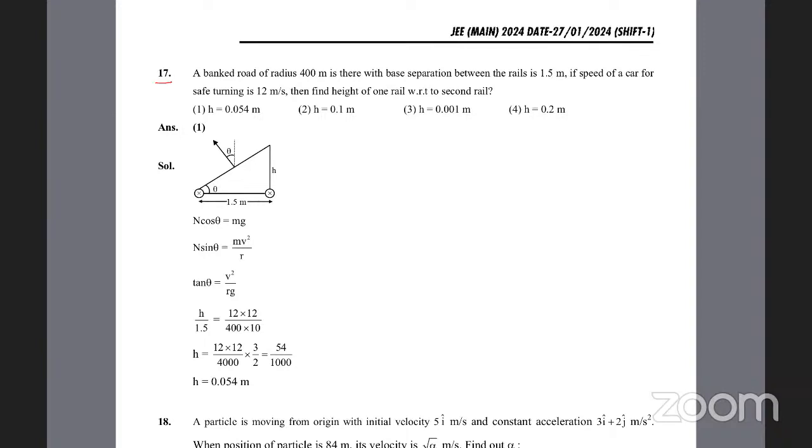So here, this question number 70 is based on the banking. The radius of the road is given. The base separation between the rails is given. The speed of the car for safe turning is given. Find the height of the rail with respect to the second rail. Okay. So look at this one. This concept, you can apply approximately.